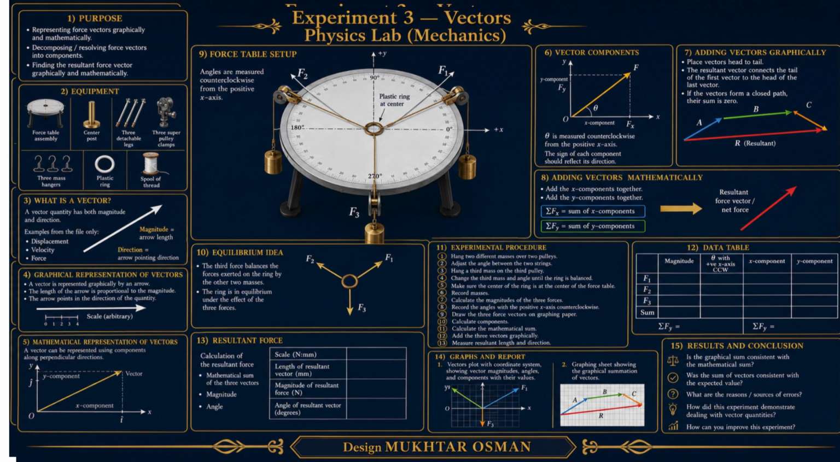The equipment used includes a force table assembly, center post, 3 detachable legs, 3 super pulley clamps, 3 mass hangers, a plastic ring, and a spool of thread.